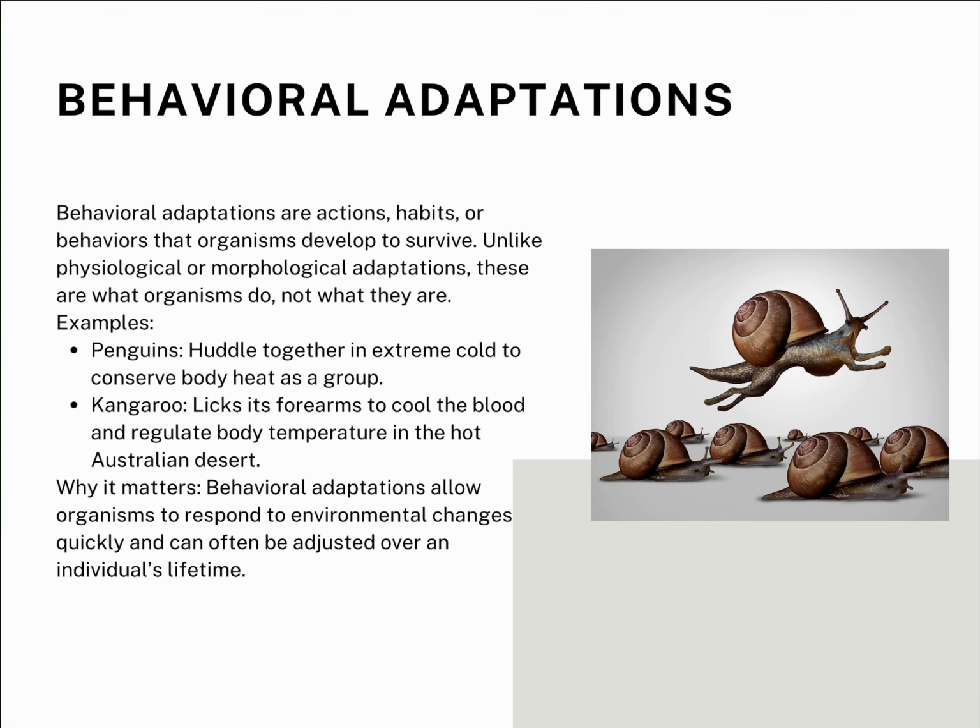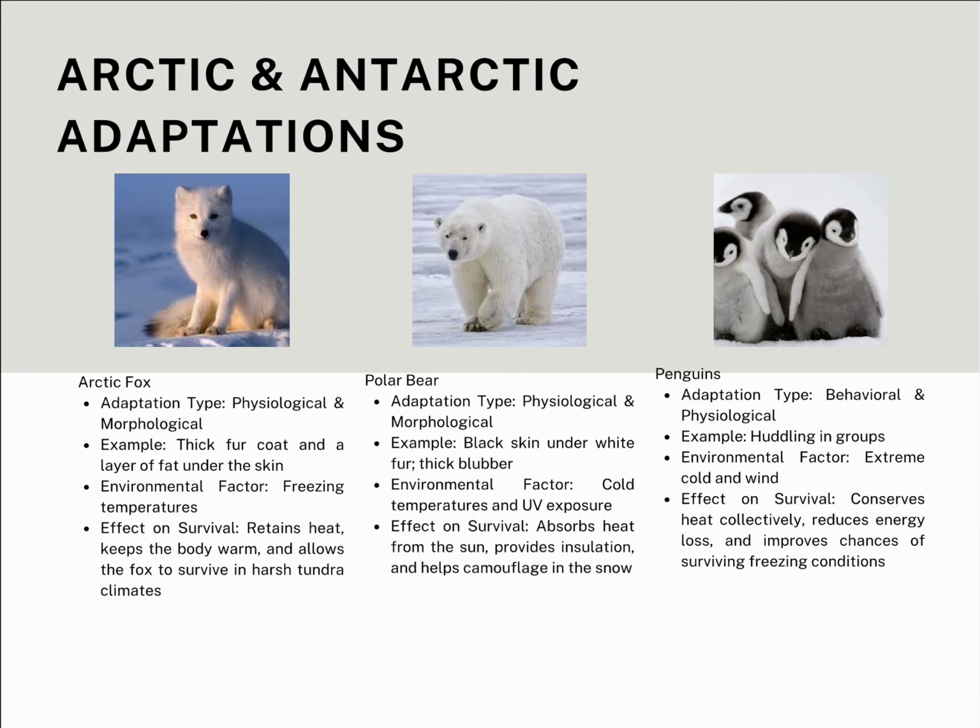Arctic and Antarctic adaptations. Arctic fox. Adaptation type: physiological and morphological. Example: thick fur coat and a layer of fat under the skin. Environmental factor: freezing temperatures. Effect on survival: retains heat, keeps the body warm, and allows the fox to survive in harsh tundra climates. Polar bear. Adaptation type: physiological and morphological. Example: black skin under white fur, thick blubber. Environmental factor: cold temperatures and UV exposure.